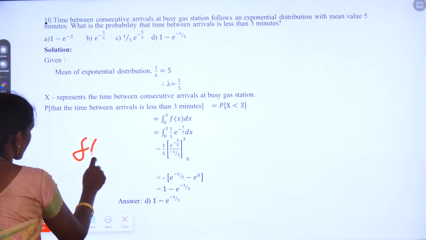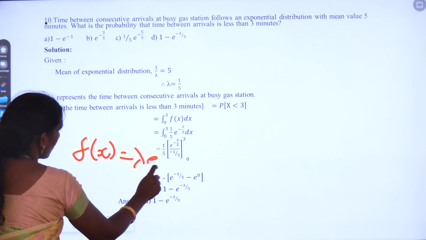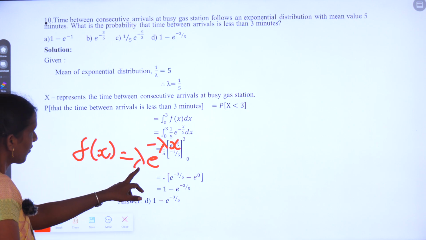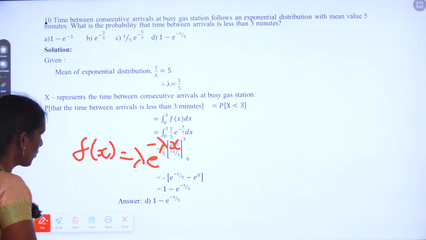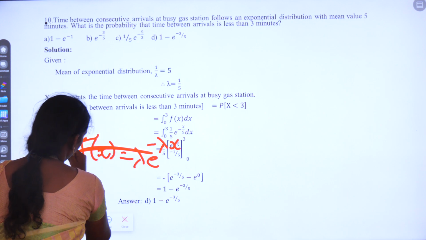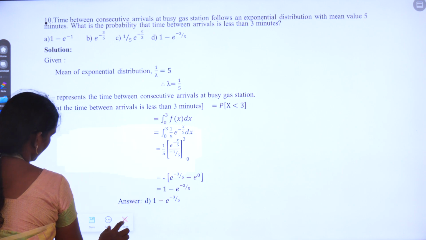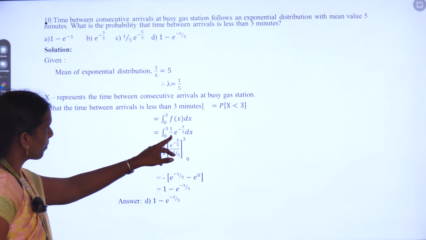So f of x is equal to lambda into e power minus lambda x. Okay, so this is f of x. Here lambda value is equal to 1 by 5. So lambda value is 1 by 5.